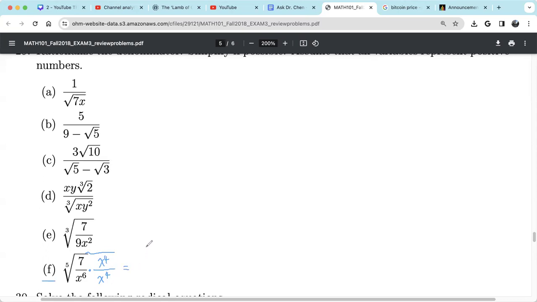In this case, the numerator I have 7, x raised by 4. Divided by the denominator, I have x raised by 6 times x raised by 4. 6 plus 4, 10. So x raised by 10. 10 is a multiple of 5. So 10 divided by 5, that's 2. So the denominator will have x raised by 10 divided by 5, which is x squared. And the numerator will have the 5th root. The index is 5. 7 times x to the power 4. And that's it. So the denominator has no more radical form. The denominator is rationalized.